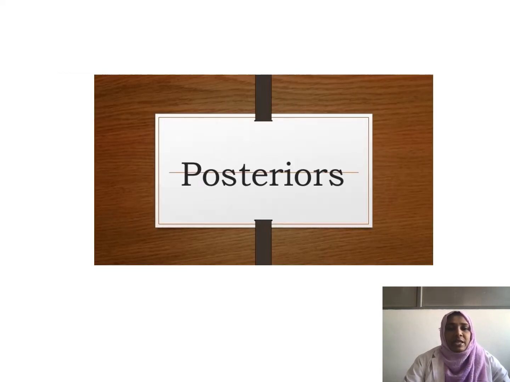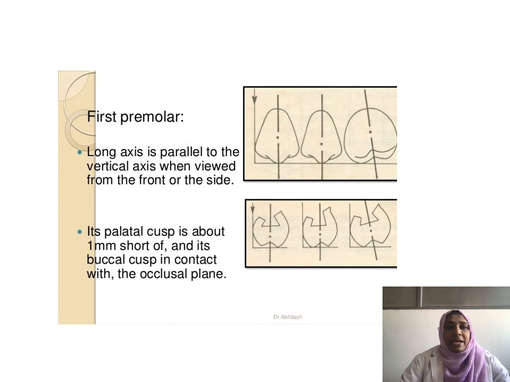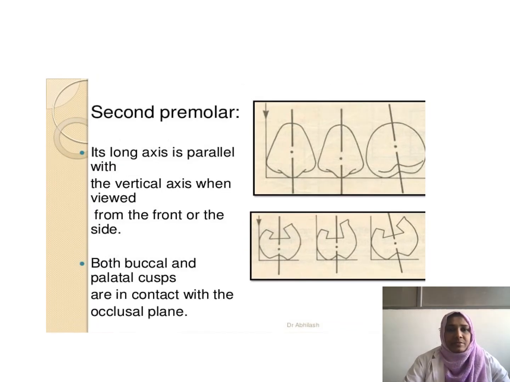Coming to the arrangement of the posterior teeth after the anterior teeth. Coming to the arrangement of the maxillary first premolar, the long axis is parallel to the vertical axis when viewed from the front or the side, and its palatal cusp is about 1 mm short of the occlusal plane, and its buccal cusp is in contact with the occlusal plane. And coming to the second premolar, its long axis is parallel with the vertical axis when viewed from the front and the side, and both the buccal and the palatal cusps are in contact with the occlusal plane.